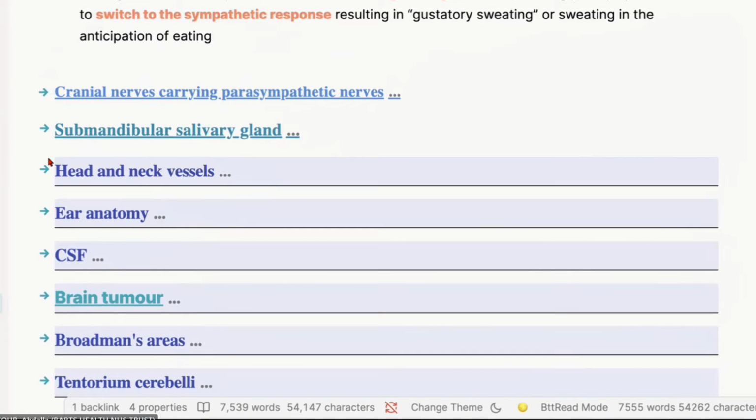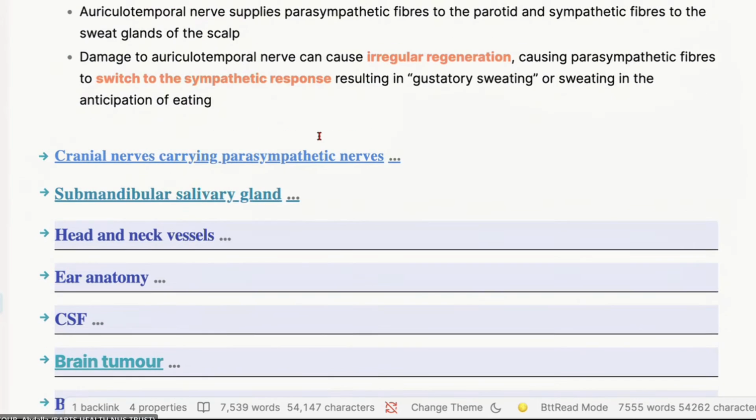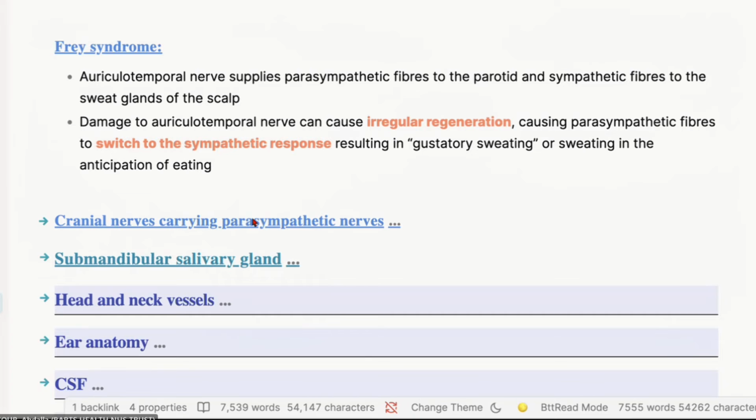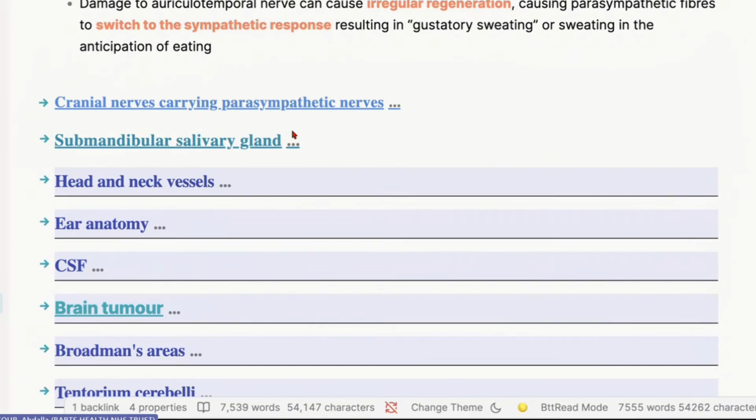Cool. So it's irregular regeneration following damage to the auriculotemporal nerve. So damage your auriculotemporal nerve, and then you'll have some irregular regeneration, and the parasympathetic fibers will also do a sympathetic response. So you will get sweating every time you try to eat or smell something nice, because your sympathetic and parasympathetic are activated at the same time.